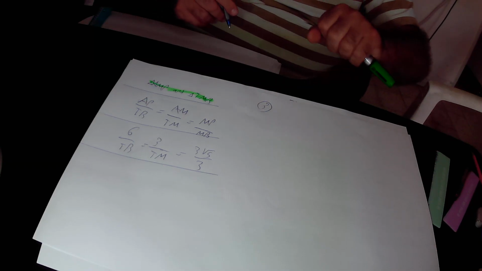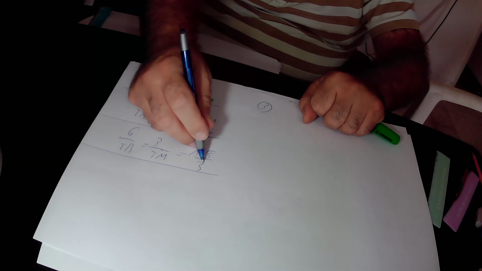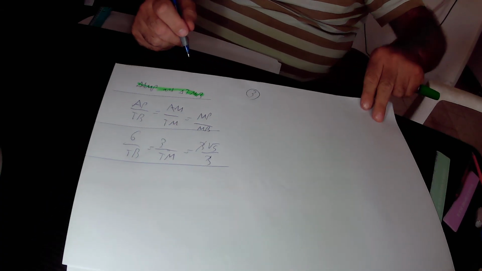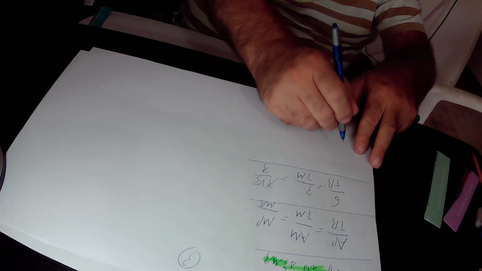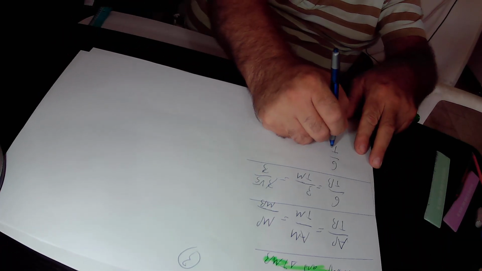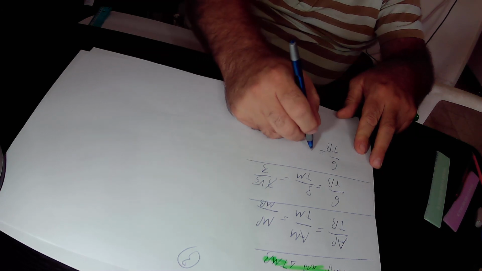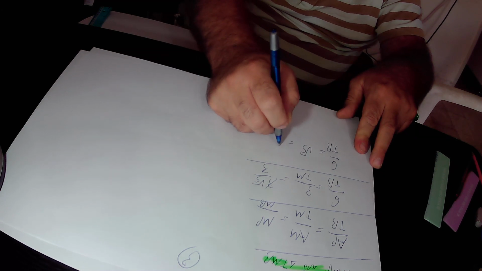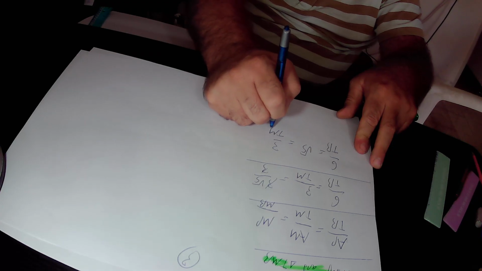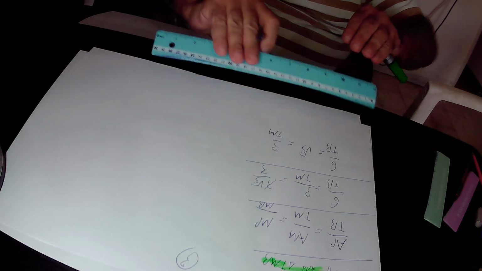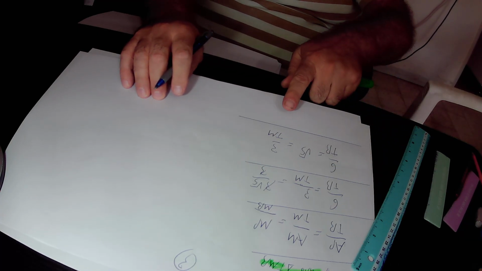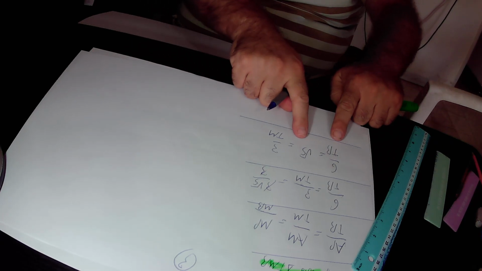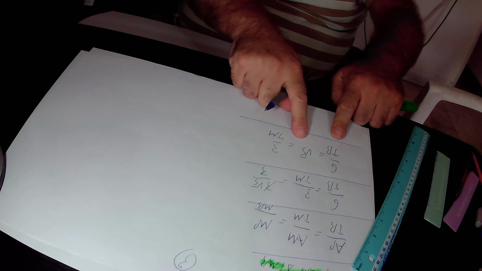We have 3 in the numerator and 3 in the denominator, so 3 gets cancelled, we are left only with square root of 5. So in total we find that 6 over TB equals the square root of 5, and it is also equal to 3 over TM. Those two sides are equal to each other. That is to say, 6 over TB equals the square root of 5.